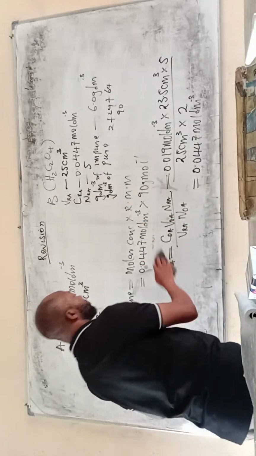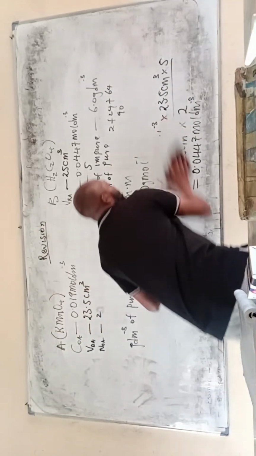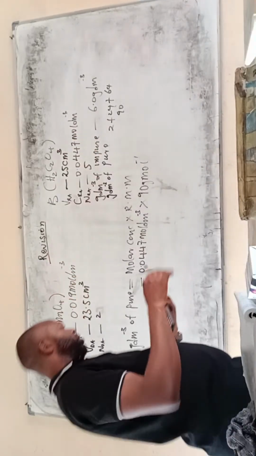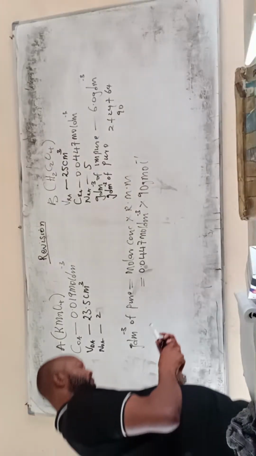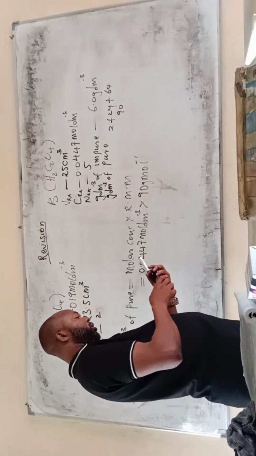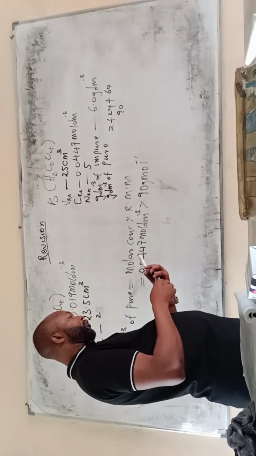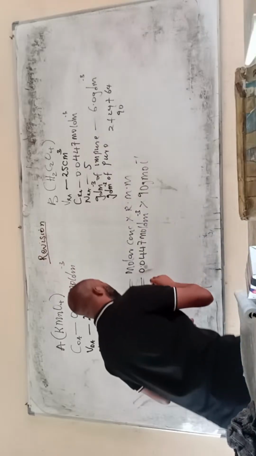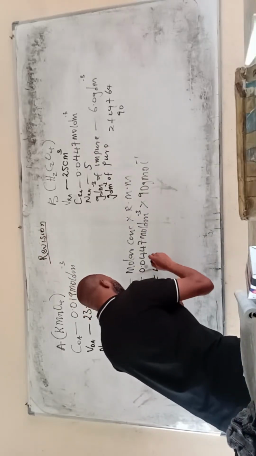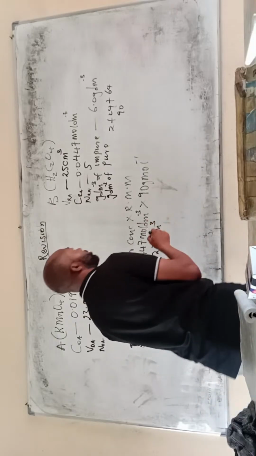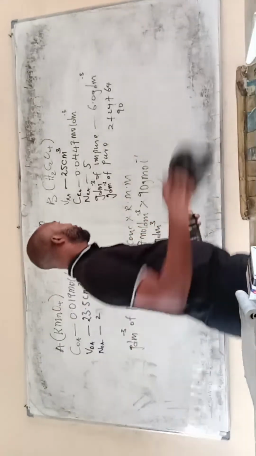So we move further, 90 times 0.0447 is equals to 4.023. So this is 4.023 g/dm³ of pure.